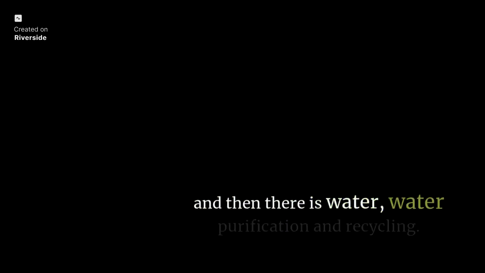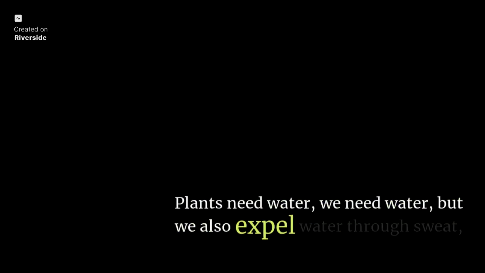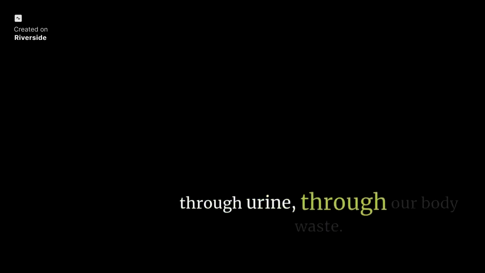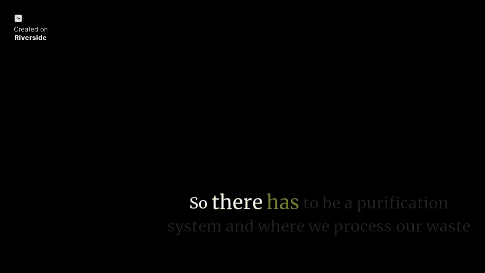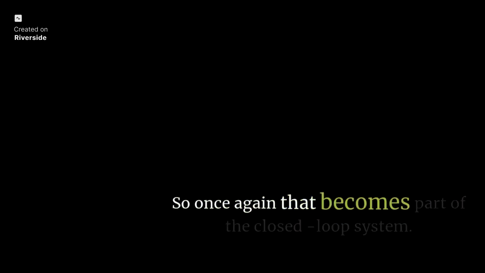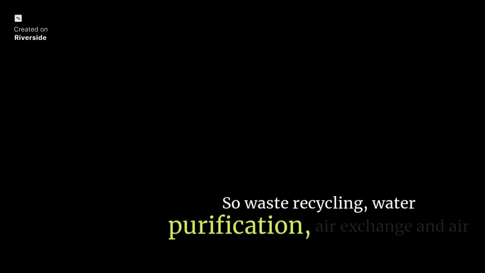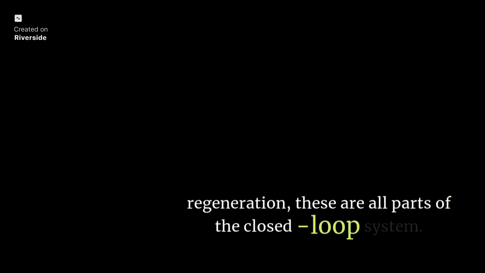And then there is water purification and recycling. Plants need water, we need water, but we also expel water through sweat, through urine, through our body waste. Gross, I know, but still we expel them, and that is needed for the plants. So there has to be a purification system where we process our waste and our liquids so that it can be used to hydrate the plants. So once again, that becomes part of the closed loop system. So waste recycling, water purification, air exchange and air regeneration, these are all parts of the closed loop system.